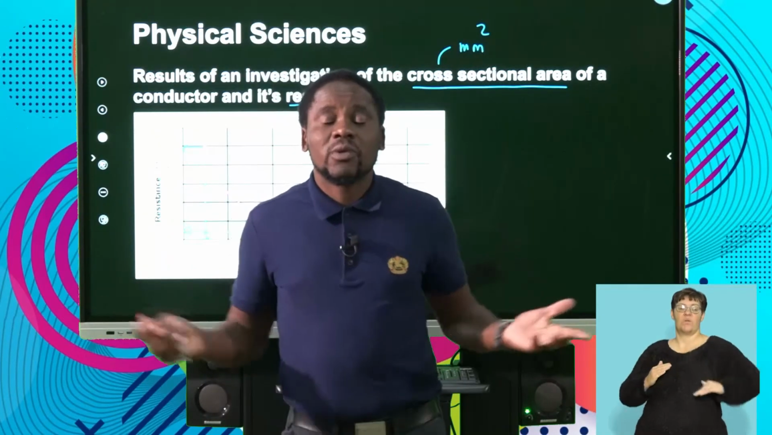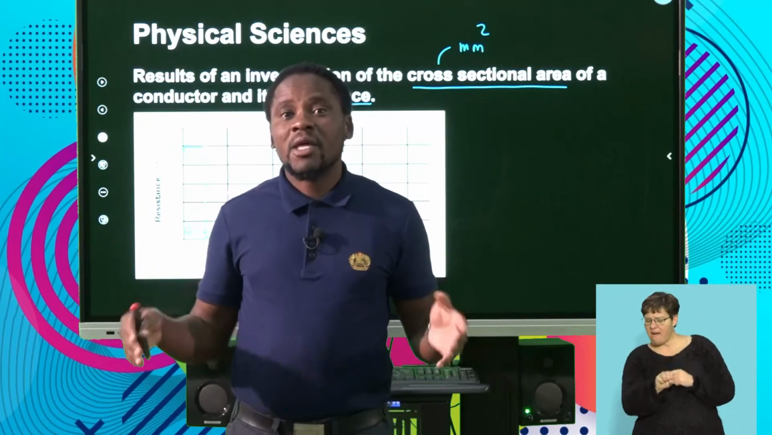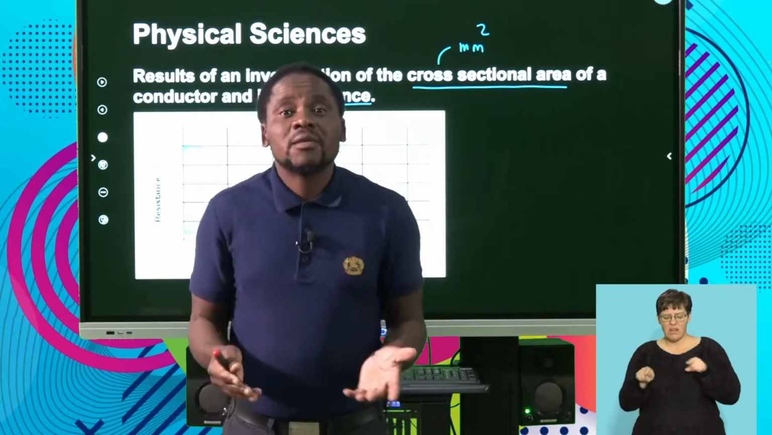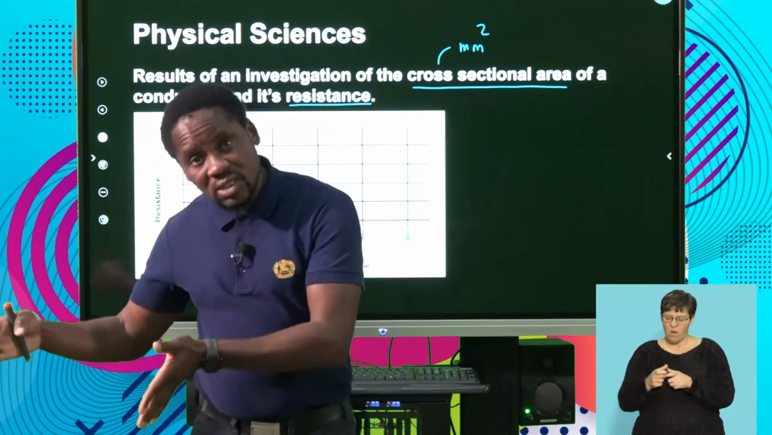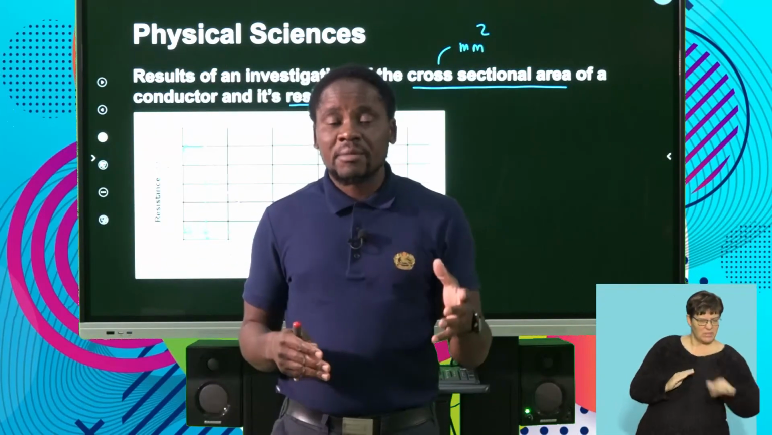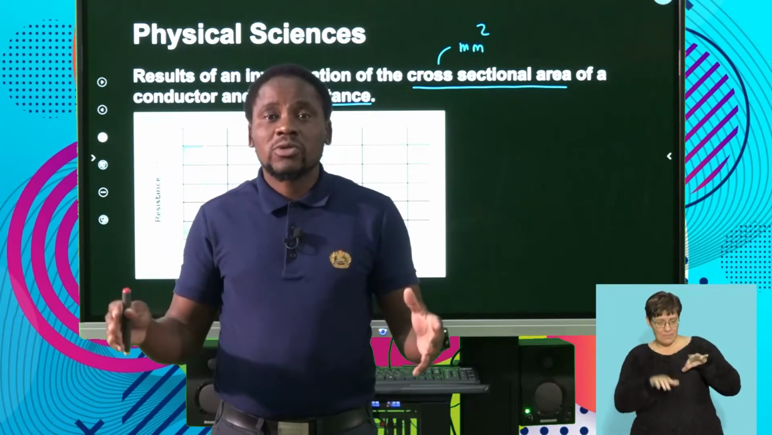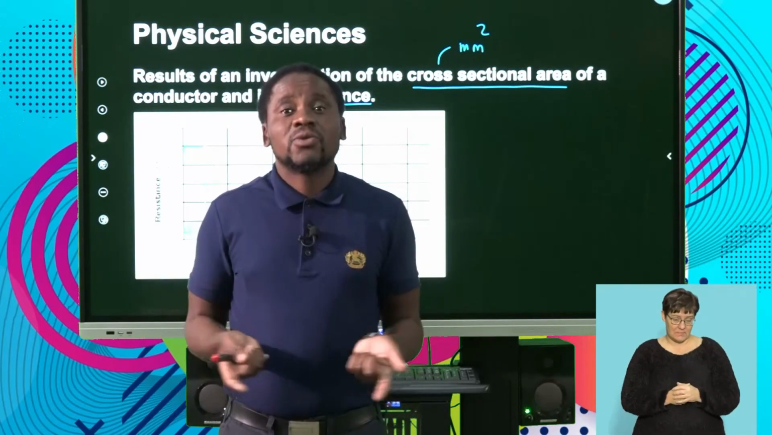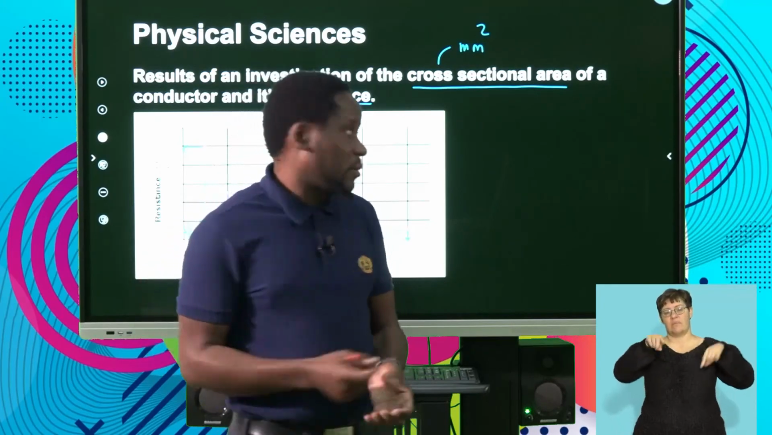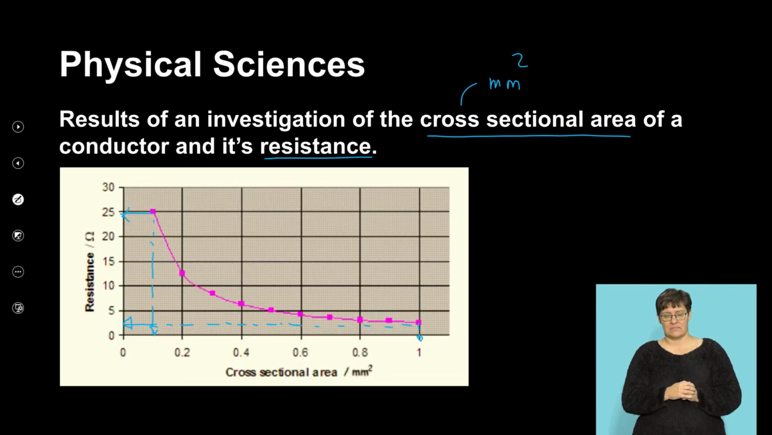But what is it that we want to establish at this point in time? We want to see if there is any mathematical relationship between cross-sectional area and resistance. But bear in mind, we are keeping everything else the same or constant. Remember, we would refer to those as our controlled variables. So this is the set of data. Interpreting a graph is very important. So our resistance is in ohms in that case, right?